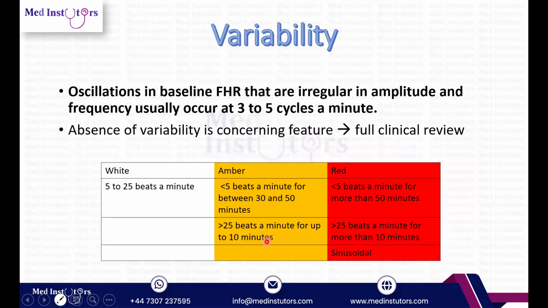Okay. So how do you remember this? Amber is something which is in between and red is bad. We've understood this by now, correct? So it's 5 and it goes with 30 to 50. And 25 always goes with 10, correct? So you have to see if it's more than 10 minutes, it's a red feature. If it's less than 10 minutes, it's an amber feature. If the variability is decreased for 30 to 50 minutes, it's amber. For more than 50 minutes, it's red.